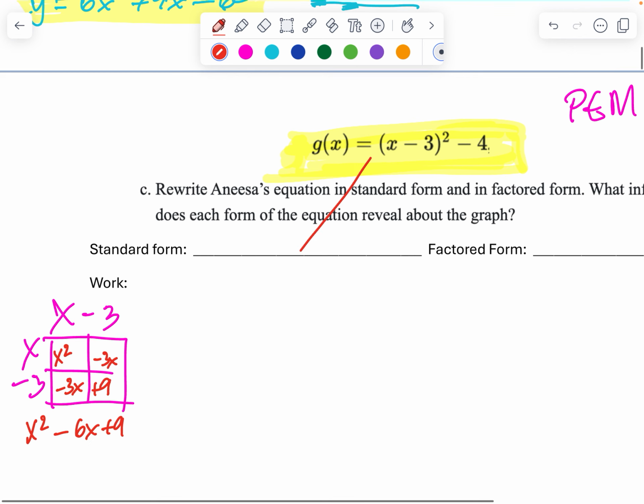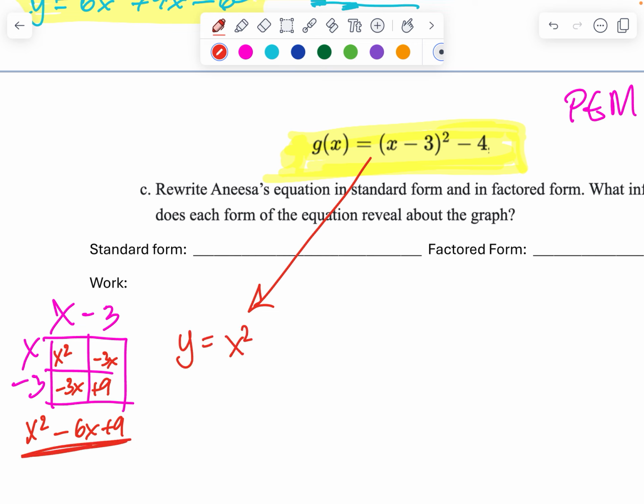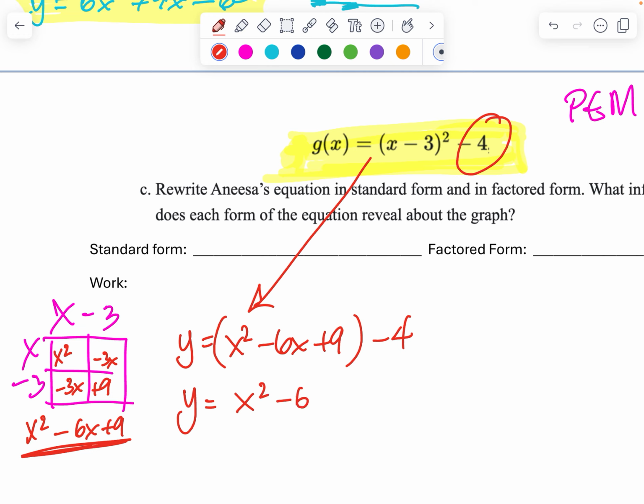All right, let's go back to Anissa's equation. So we have y equals what I just came up with, x squared minus 6x plus 9. And then I still have this minus 4. So now I just need to add my like terms, and I get y equals x squared minus 6x. Okay, 9 minus 4 is 5. So that's going to go there. You can write that right here where it says standard form, x squared minus 6x plus 5.